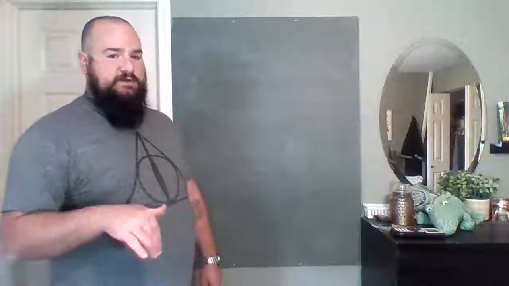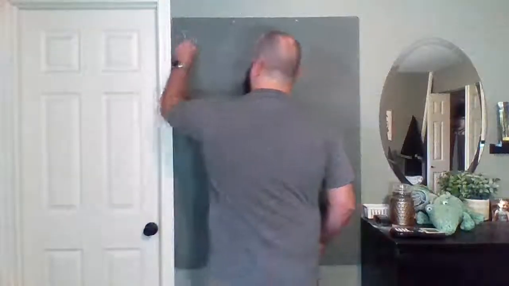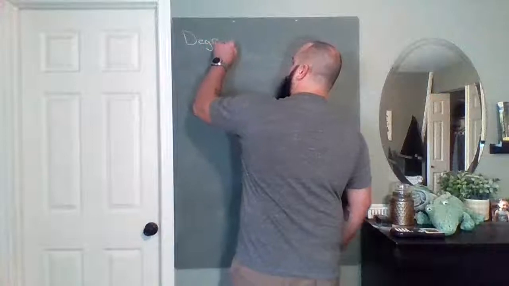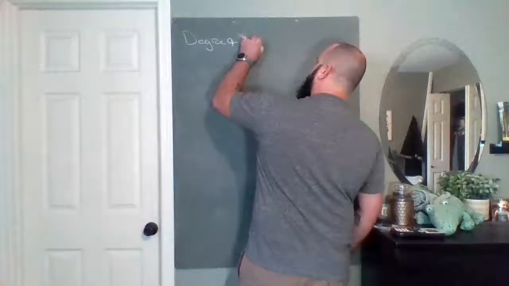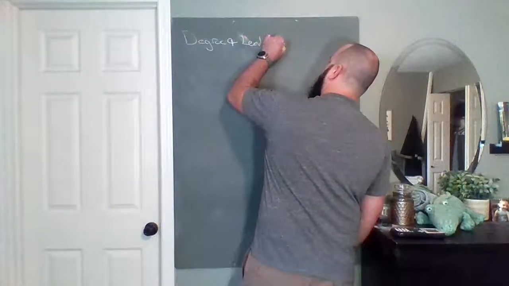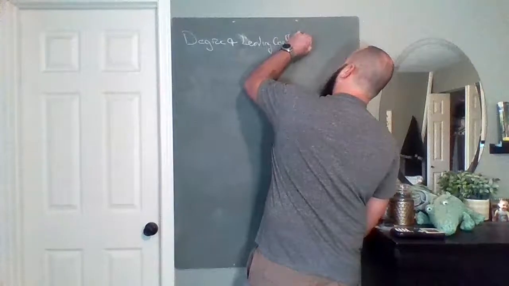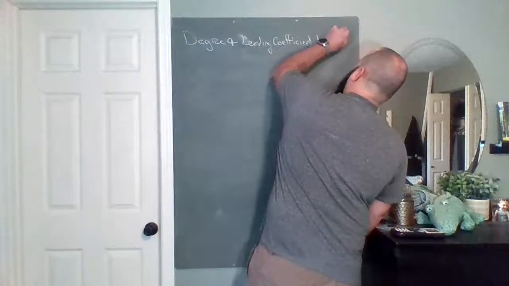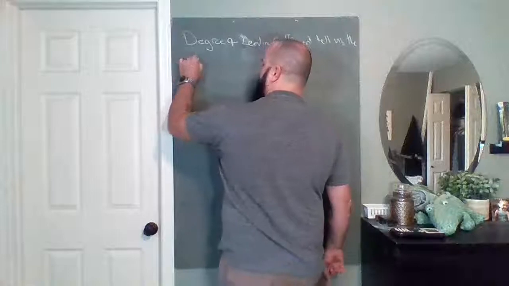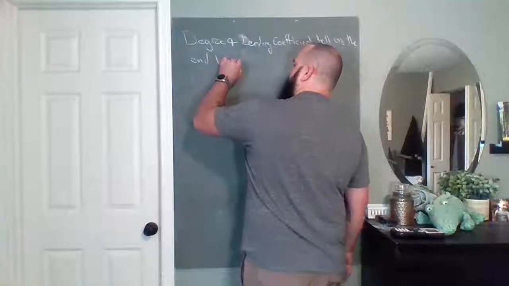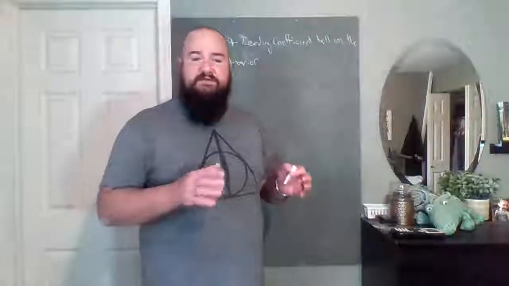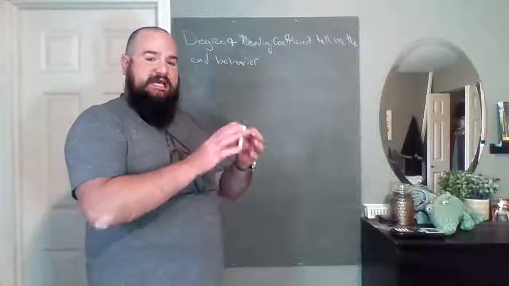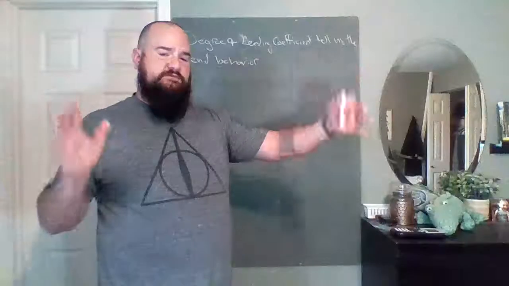And so what we're going to talk about here is what's called the end behavior, because that is what these tell us. So the degree and leading coefficient tell us the end behavior. What that means is it tells us what's happening to our function as x is going to positive and negative infinity.